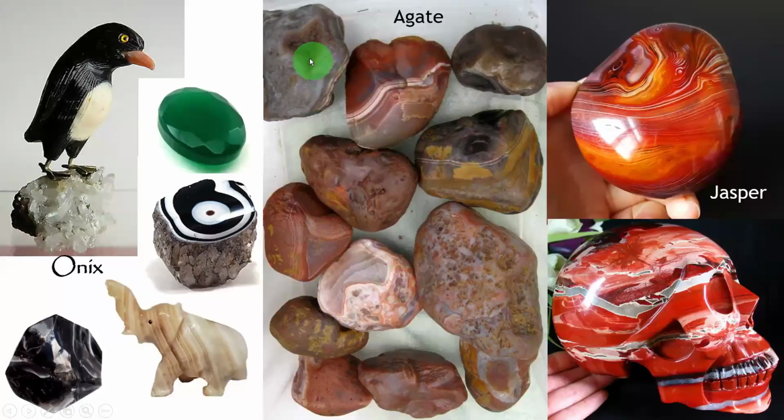Look at this here. Agate, these are agate. Jasper, look at this. Carvings, jasper carvings. Onyx, onyx. All are onyx. This penguin also, onyx. This left side, I use onyx. The middle is the agate. All are quartz family stones. This is jasper.